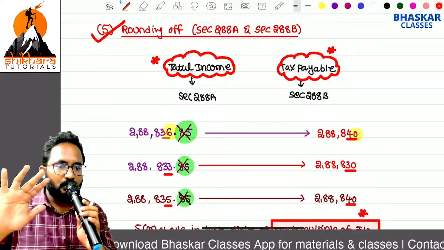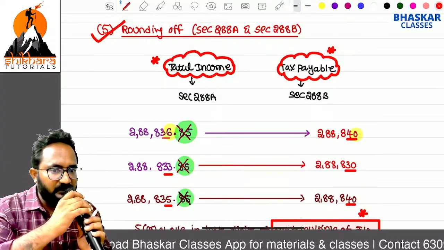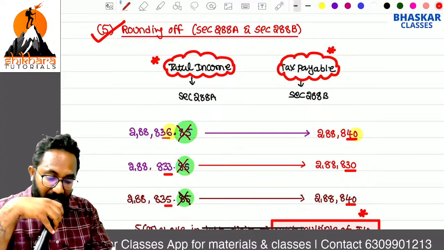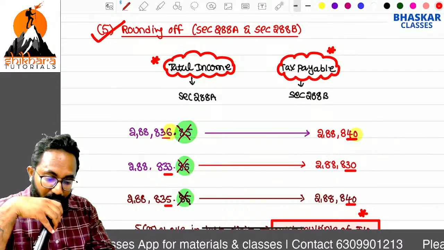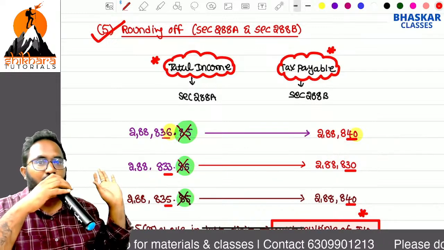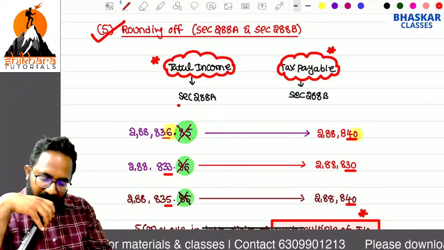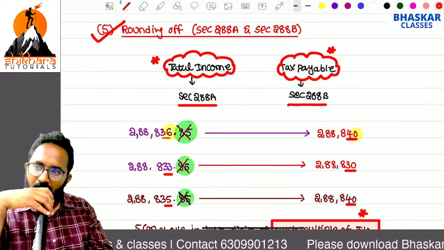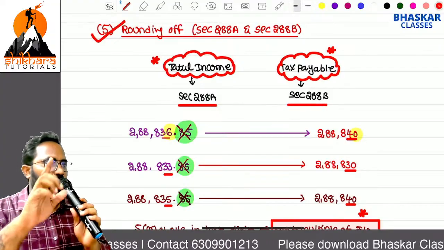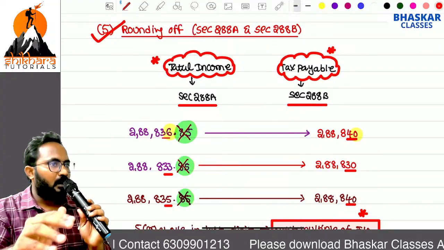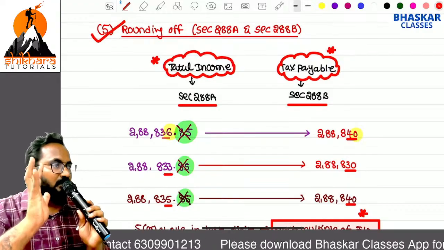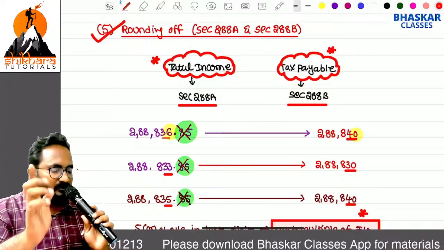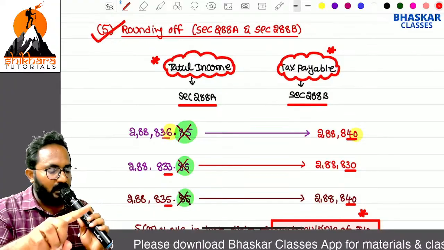On that you have to calculate tax liability. The tax liability also you should round off by using the same provision. So tax liability and total income, both things should be rounded off. First you round off the total income. On that please calculate tax liability. The tax liability also should be rounded off. Both things are given in Sections 288A and 288B.